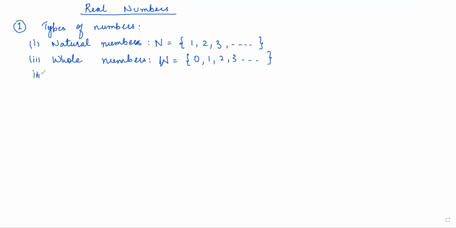Then the third we discussed was integers. So integers, it is actually denoted by Z, right? This is a set where negative numbers are also included. So for example, -2, -1, then we have 0, then 1, 2, 3, and so on. So this complete set is called integers. So it has positive numbers also, it has negative numbers also, okay?